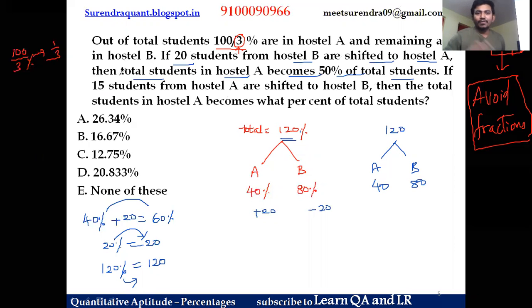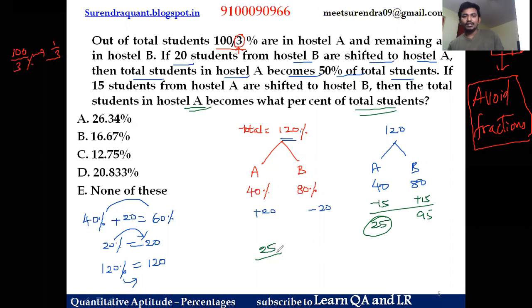If 15 students from hostel A are shifted to hostel B, so here you subtracted 15, here you added 15. So after this change, the number of students in hostel A is 25, here 95. After this change, the students in hostel A, that is 25, is what percent of total students? So 25 is the number of students. Total students are 120. To convert into percent, multiply by 100.